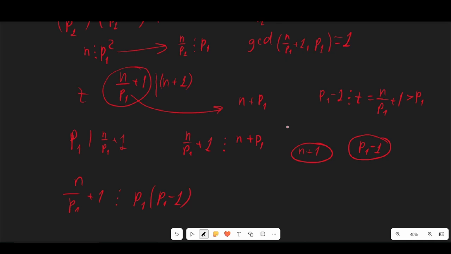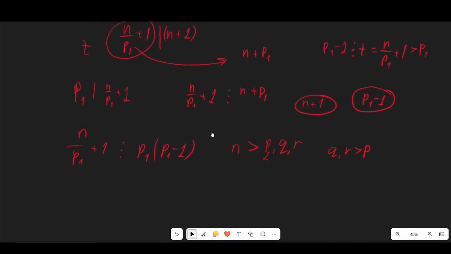Clearly we can see that if n has more than two prime divisors, like P, Q, and R, clearly Q and R are greater than P, and n over P1 is at least Q times R, and Q times R is greater than P1 times P1 minus 1. So this is impossible. So n has at most two prime divisors, P and Q.